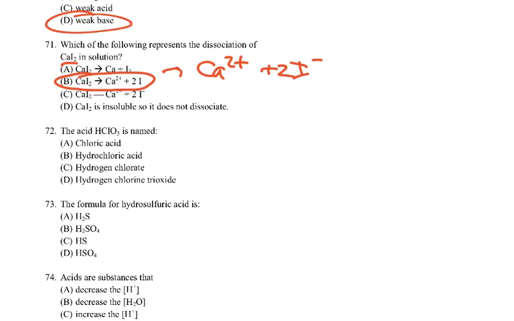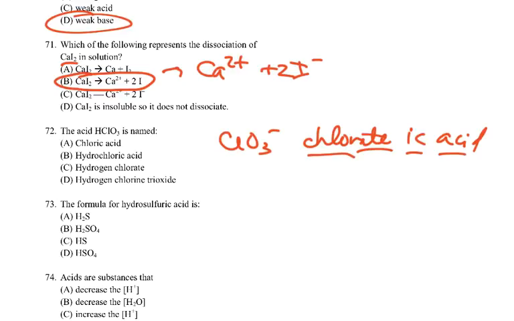72, the acid HClO3 is named. Okay, well, we have to know that ClO3 minus is the chlorate ion. Okay, so since it's ate, we're going to take that off and put on ic acid. So we're looking for chloric acid. Chloric acid. Answer A. Okay.